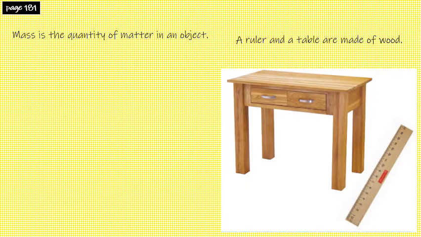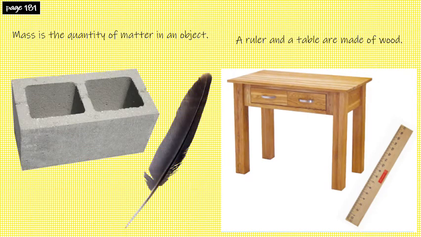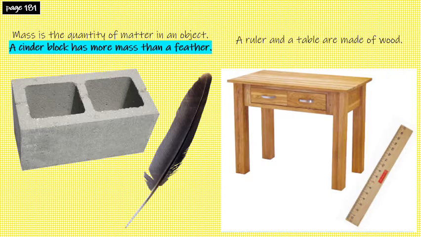Objects have mass. Mass is the amount of matter in an object. The unit for mass is a gram. So the mass of an object depends on the quantity of matter that this object contains. Let's take a look at this block and the feather. What object contains more matter in it? It's the cinder block, that's right. So which object has more mass than the other? Perfect! The cinder block has more mass than the feather.